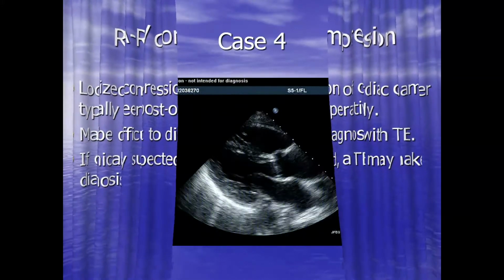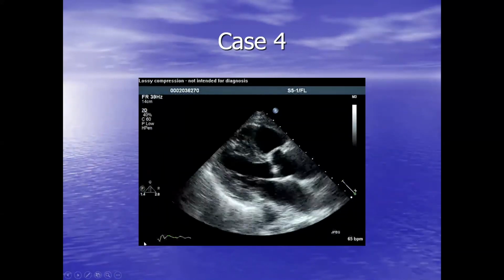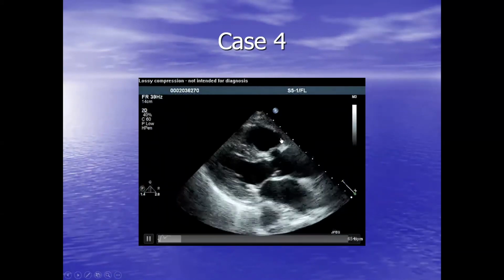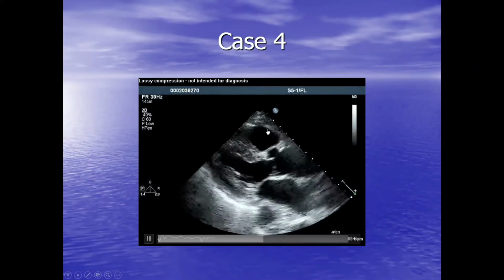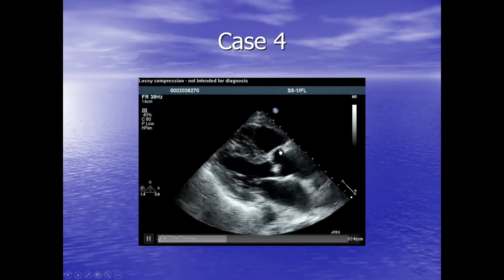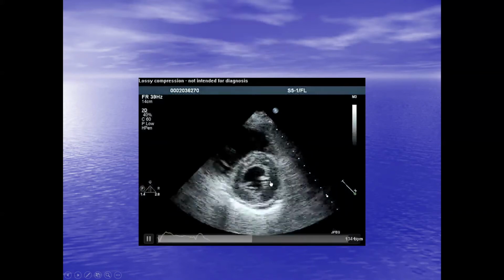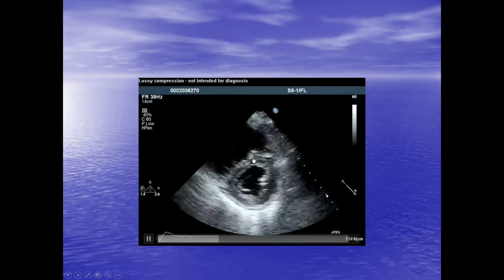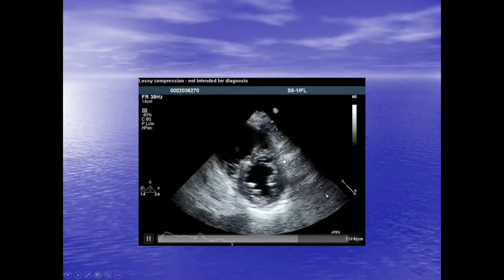Okay, our next case here, we see that we have some kind of right ventricular hypocontractility. And here we have some flattening of the interventricular septum in somebody that is short of breath.